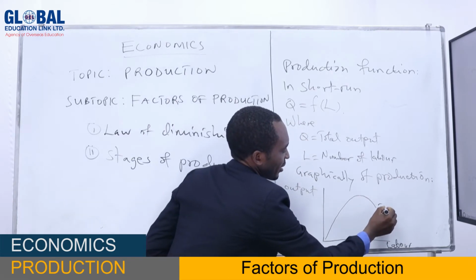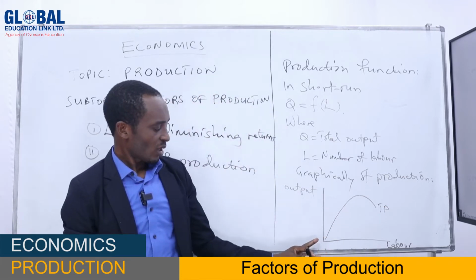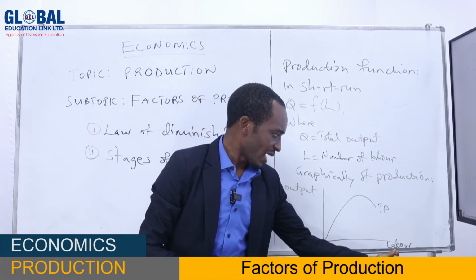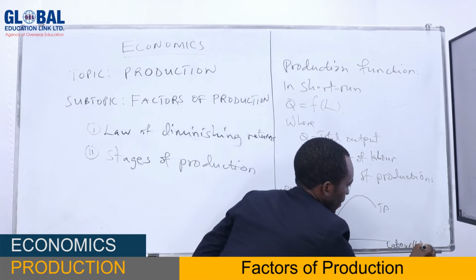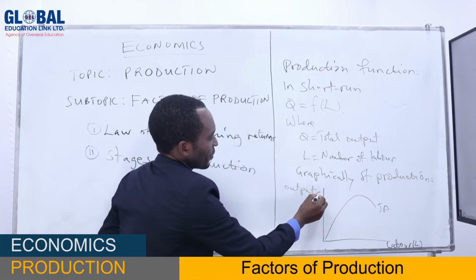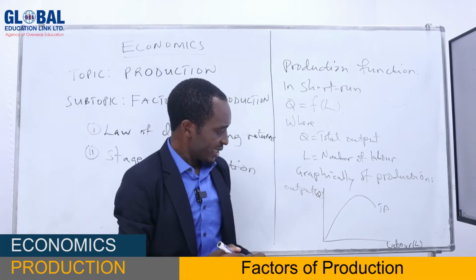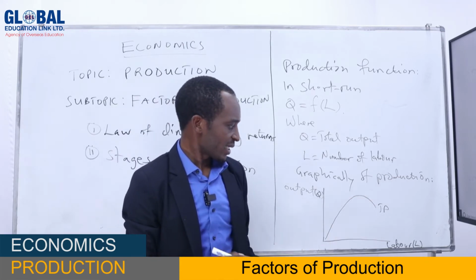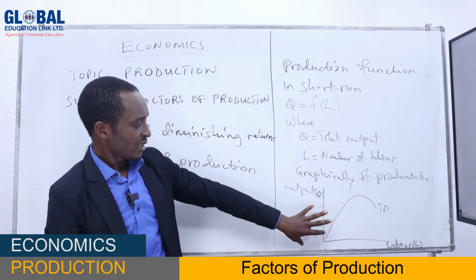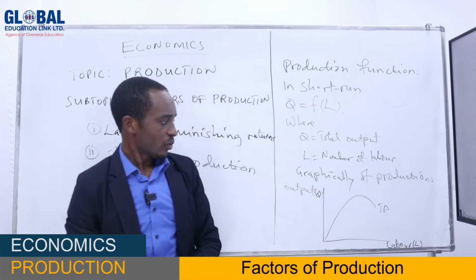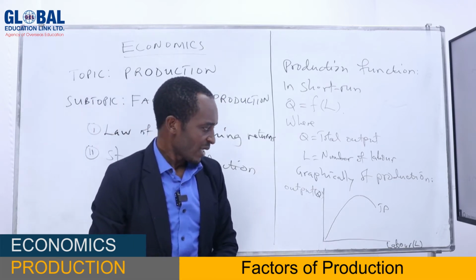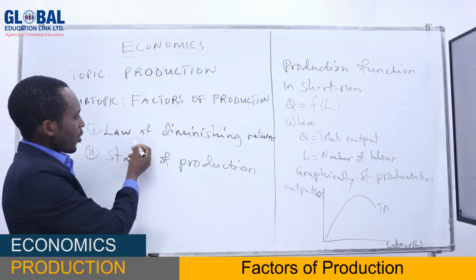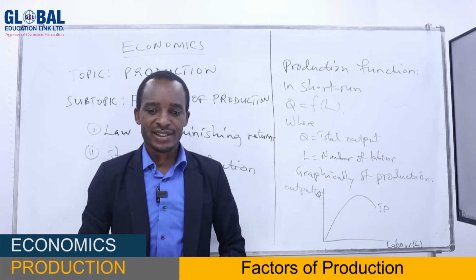So this is the graph of the total product. As I employ a certain unit of labor, which is L, the total output Q is increasing, then reaches a certain point which is maximum, then will start to decline. So under the short run, this situation will exist. Now, let us see where the law of diminishing returns operates.